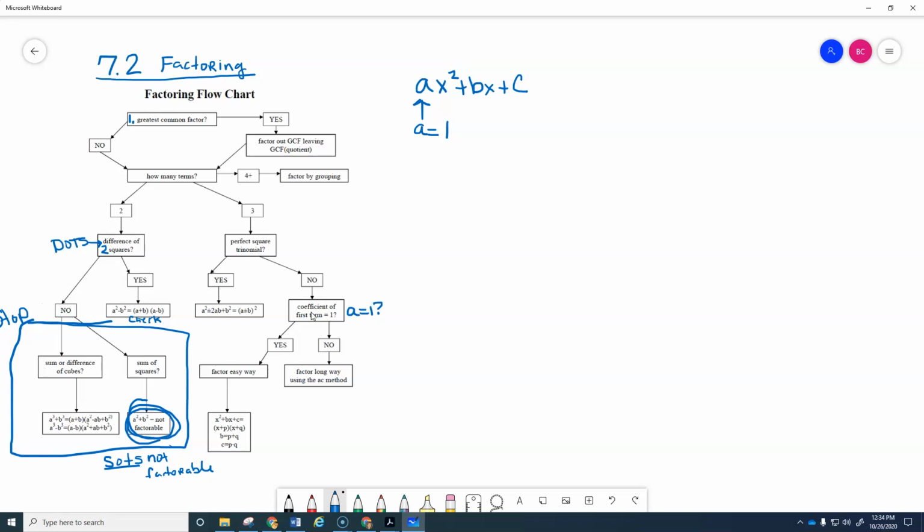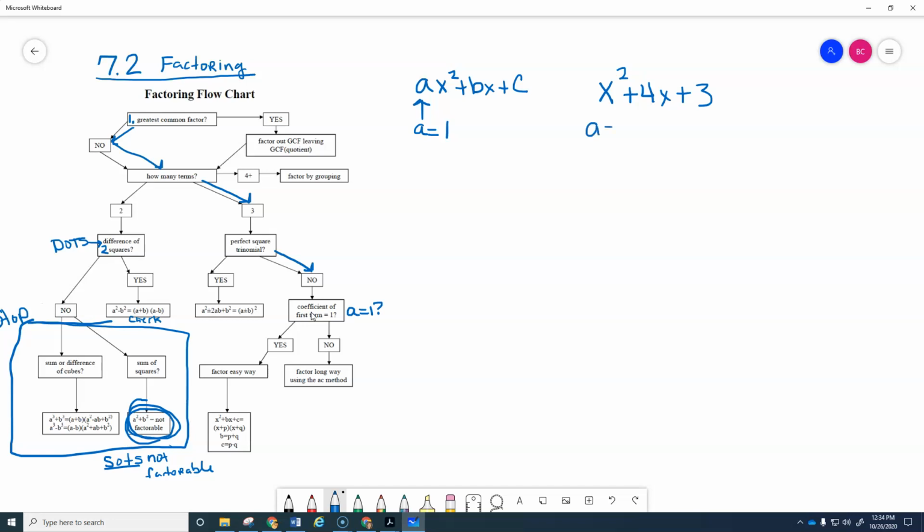Okay, so let me give you an example. x squared plus 4x plus 3. Does it have a greatest common factor? The answer is no. How many terms does it have? 3. Is it a perfect square trinomial? The answer is no. Is the coefficient of the first term equal to 1, or does a equal 1?